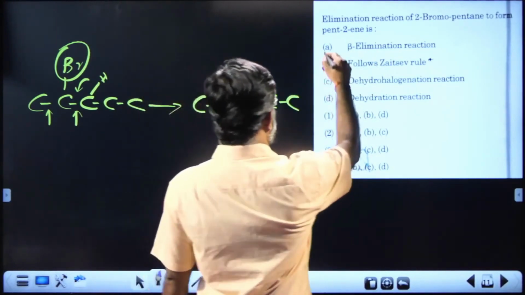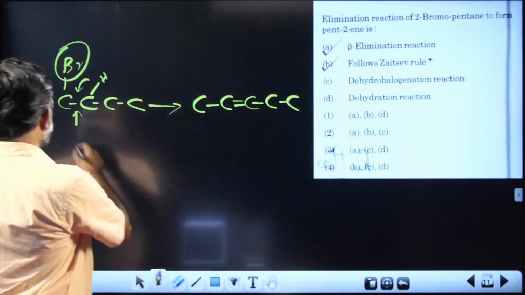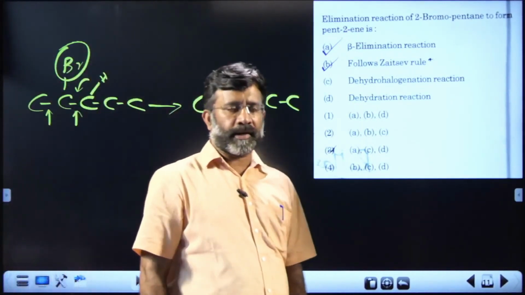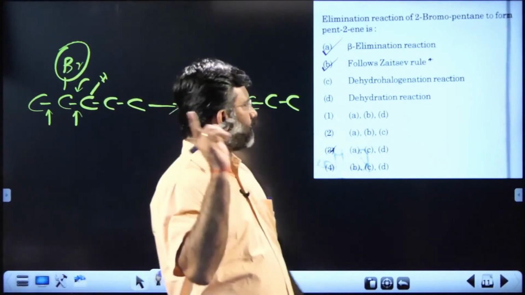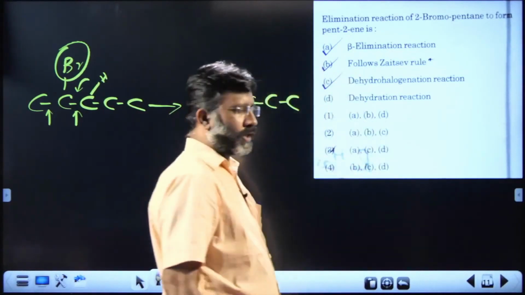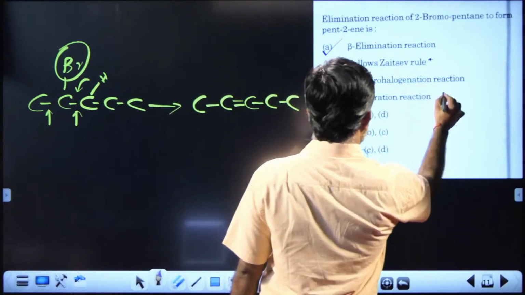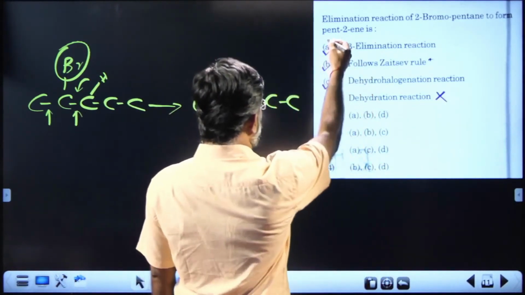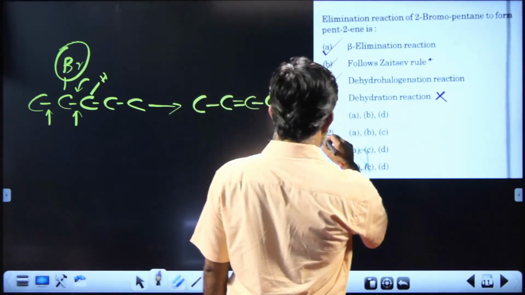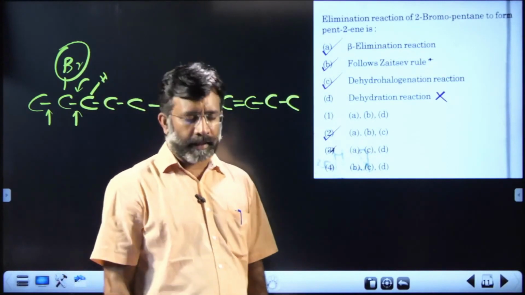It is a beta elimination reaction. This is the alpha carbon and this is the beta carbon. Beta carbon hydrogen is eliminated. It is beta elimination. It follows Saytzeff rule and this is dehydrohalogenation, and this is not dehydration. So you can go for ABC. Second choice is the correct answer.